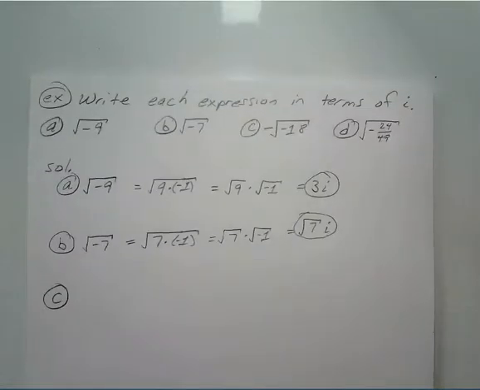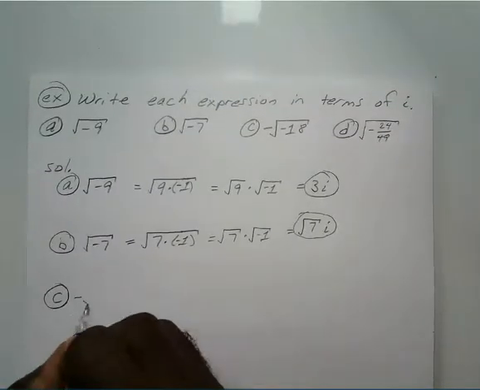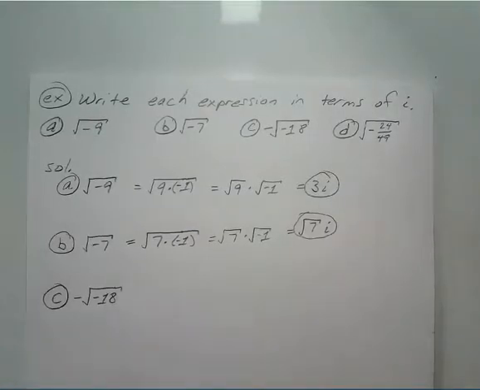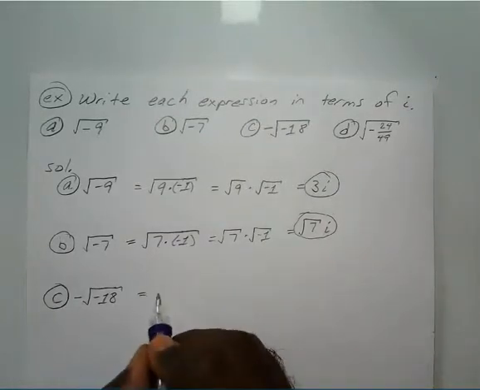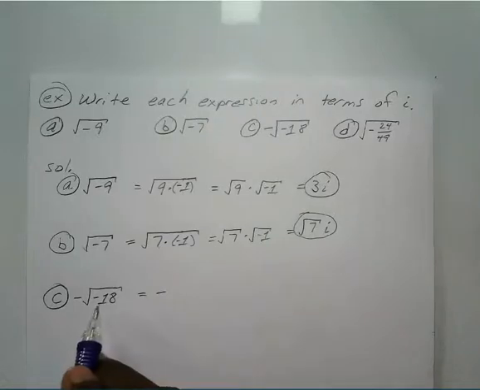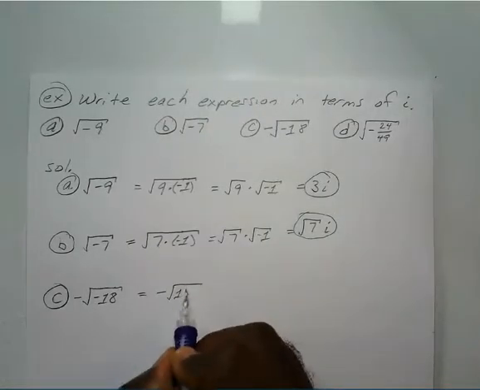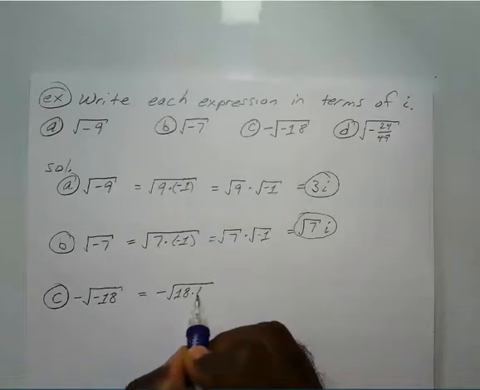Okay, so for problem C, we have negative square root of -18. That negative on the outside just travels right along with it. So you have the negative on the outside and the negative underneath. We're just going to make that 18 times -1.